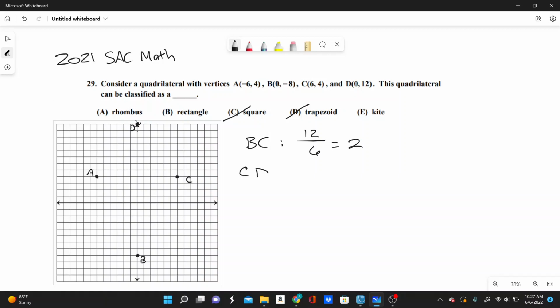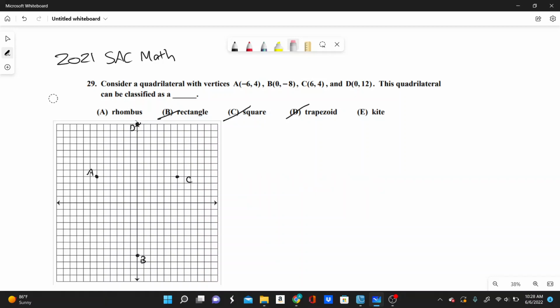And then for CD, to go from 4 to 12, that's increasing by 8. To go from 6 to 0, that's -6. So that's -4/3. Those are not perpendicular slopes because they're not opposite reciprocals of each other. And so we know it can't be a rectangle, because DC and CB don't form a right angle.